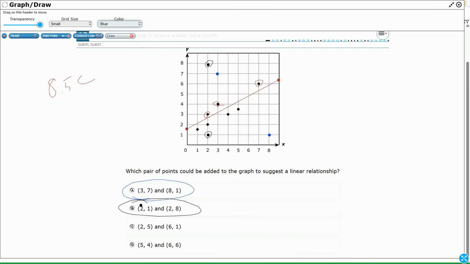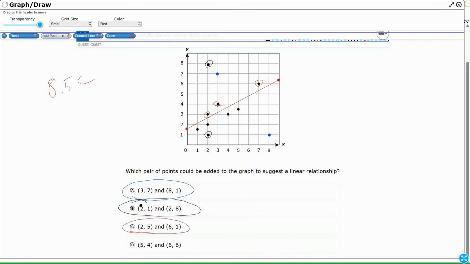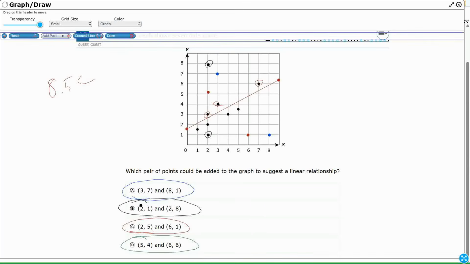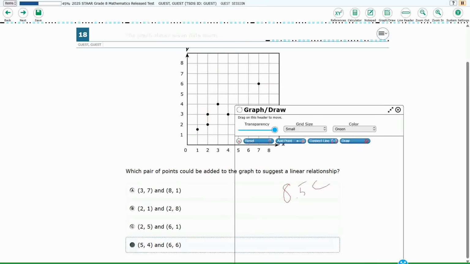All right, we've already done blue, so let's do red. 2, 5 and 6, 1. So 2, 5, it's a bit high. 6, 1, it's way low. All right, so maybe it's this last one. Let's do green. 5, 4 and 6, 6. 5, 4. Now that's what I'm talking about. 6, 6. It's a tad high, but that 5, 4 definitely gives it away. And that's honestly the closest that we have. So our answer is going to be D.